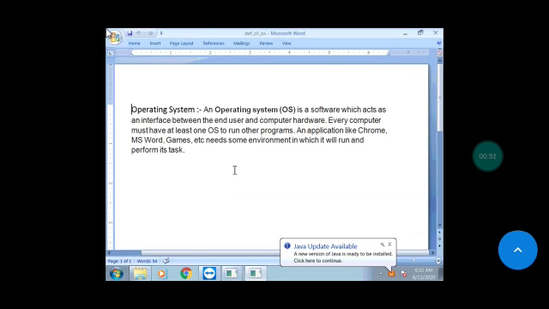Every computer has at least one OS. If OS is not available in your PC, you will not be able to run your application software like your MS Word, MS Excel, Adobe Reader, whatever.